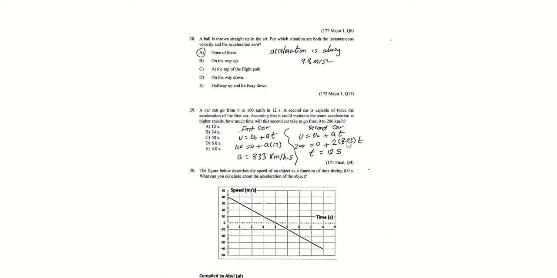Now use this for the second car. V equals V0 plus AT. Now the final velocity is 200, initial velocity is 0. Then we have the acceleration, which must be twice this acceleration, because they said that the second car has twice the acceleration. So we must multiply this number by 2. So that's why I'm multiplying by 2 here. Then multiplying by the time. Then I solve for the time, and I got 12 seconds.